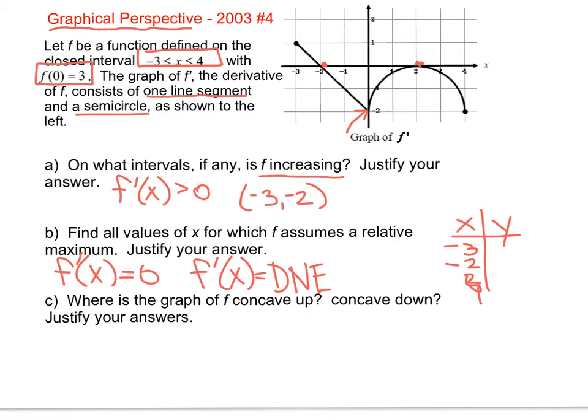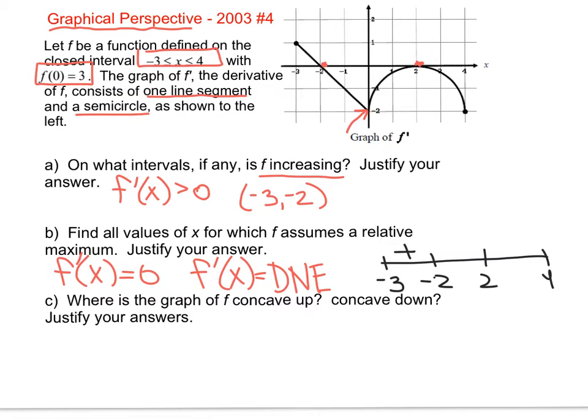Now since we're given the first derivative, I'm going to use a sign chart to help me determine what's going on exactly at those values. So my endpoint's negative 3. I have a critical point at negative 2, a critical point at 2, and another endpoint at 4. So the first derivative is positive in this interval, negative on this interval, and negative on this interval. So a possible sketch would be it's positive, negative, negative.